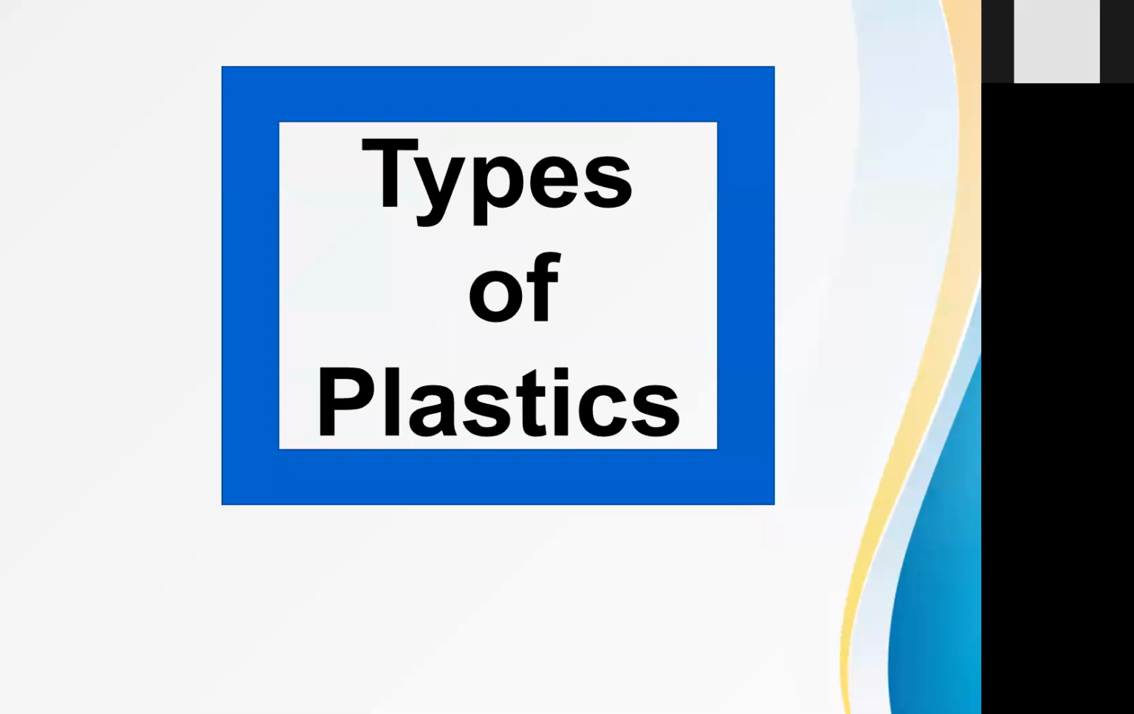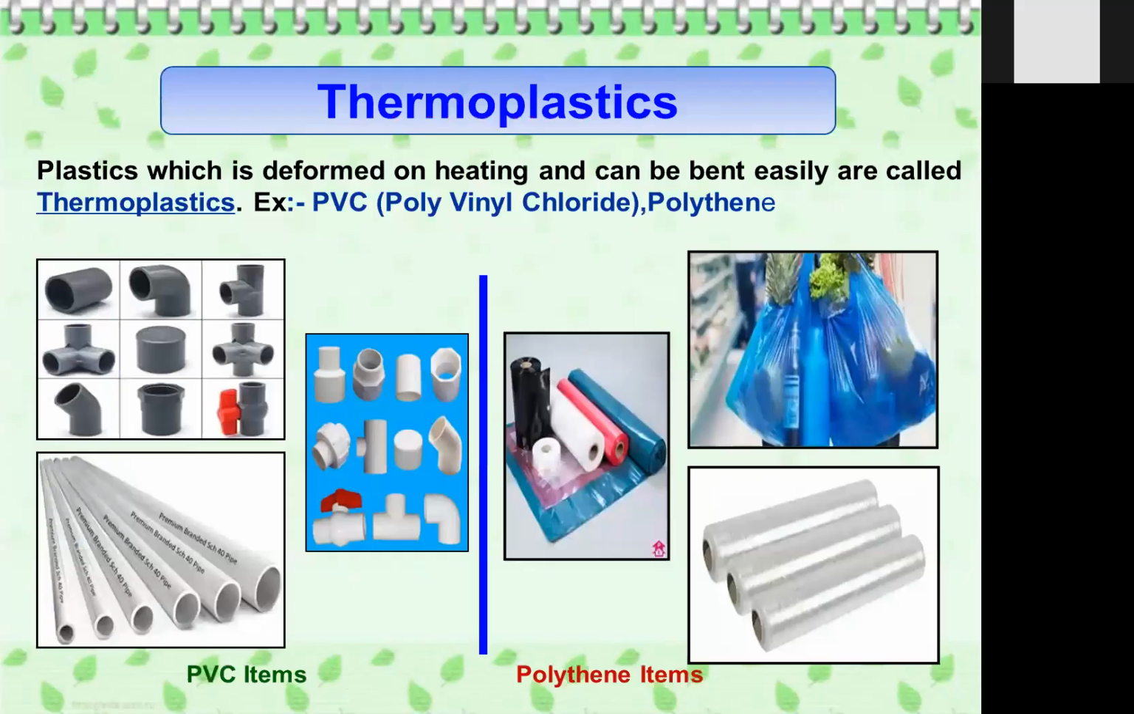So what are the types of plastic, and what kind of arrangement do they have? Let's see which type carries the linear arrangement, and which one carries the cross-linked arrangement. The two types of plastic we have are thermoplastic and thermosetting. Thermoplastics are the plastics in which the monomers are arranged in a linear way.